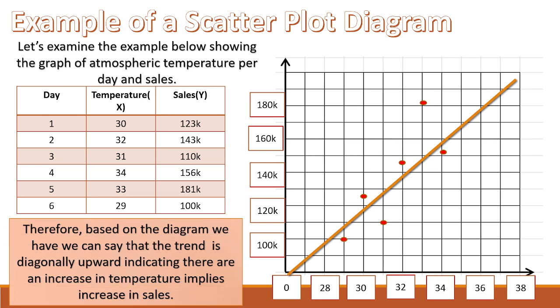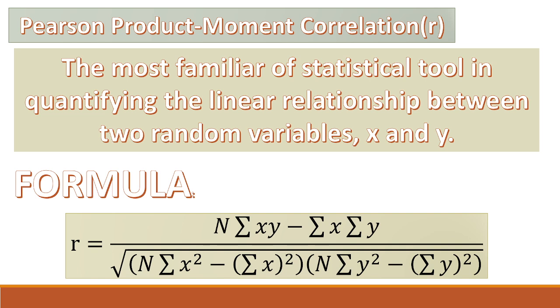Okay, so dito, gumagamit din tayo ng Pearson Product Moment Correlation R or simply Pearson R, okay, para makuha natin, para matest natin kung may relationship ba between the x and the y variable. Okay, so Pearson Product Moment Correlation R, it is the most familiar of a statistical tool in qualifying the linear relationship between the two random variables, which is yung x and y natin.